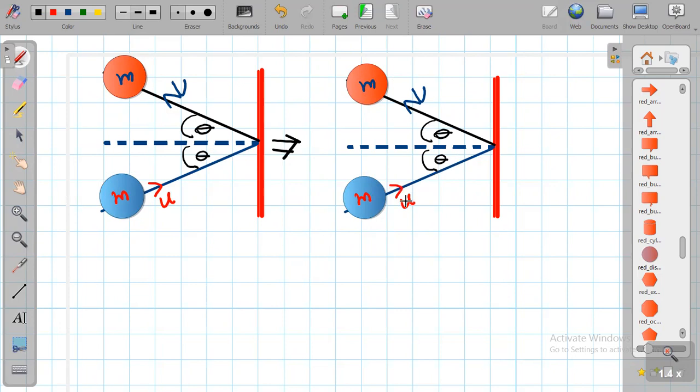Now, what can I do? I can copy the same angle here. How? Because to this normal, if I draw a line, these two are parallel to each other. Between parallel lines, this is an alternate angle. It's the same theta now.